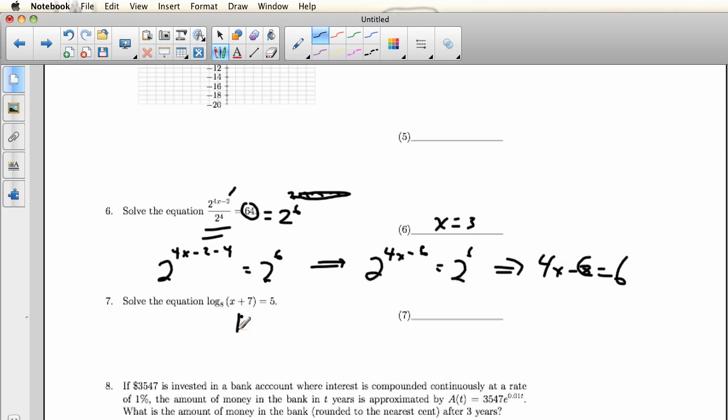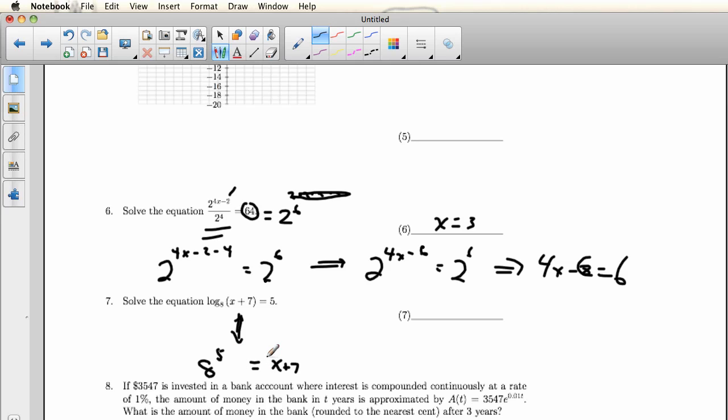Number 7, again, I have my x stuck inside of a logarithm, and when my x is stuck in an exponential or a logarithm, I'm just going to use my equivalence and change it into the other kind of equation. So a logarithmic equation is equivalent to an exponential equation. The base will be 8. The base was 8 for the log, so the base will be 8 for the exponential. The only difference is, instead of x plus 7 being the input, x plus 7 will be the output here. And instead of 5 being the output of the log expression, 5 will be the input to the exponential expression. So I have 8 to the 5th equals x plus 7.